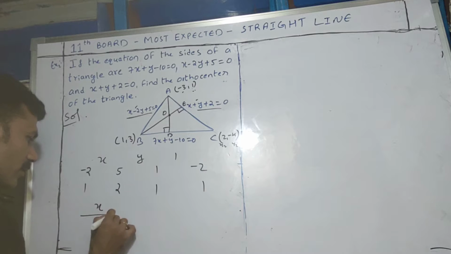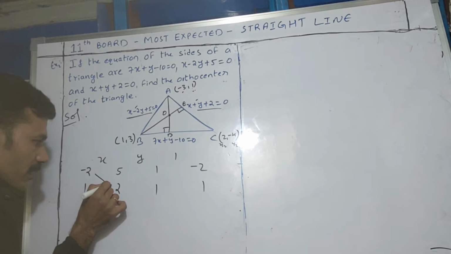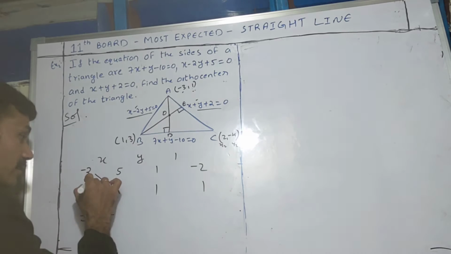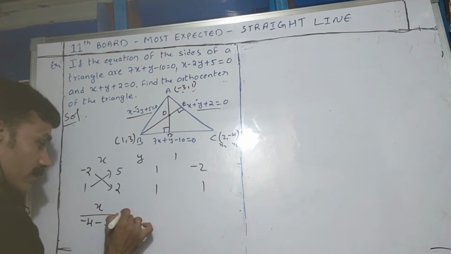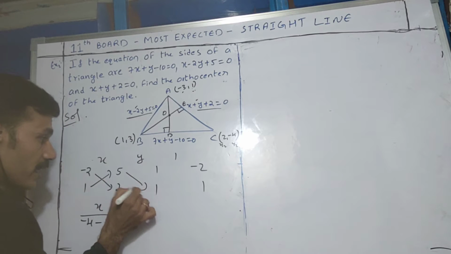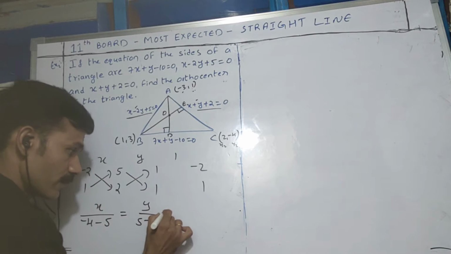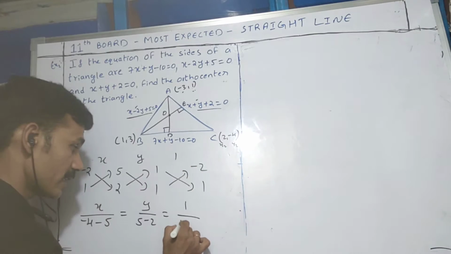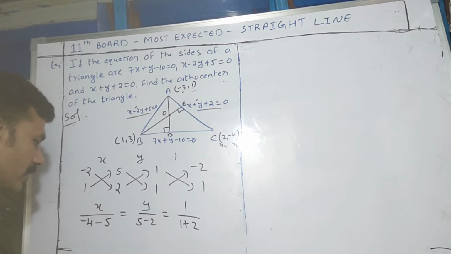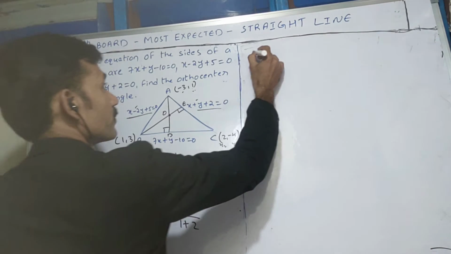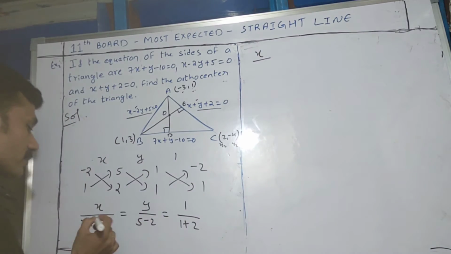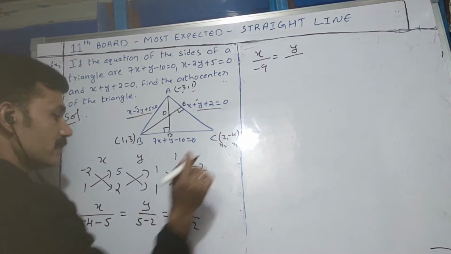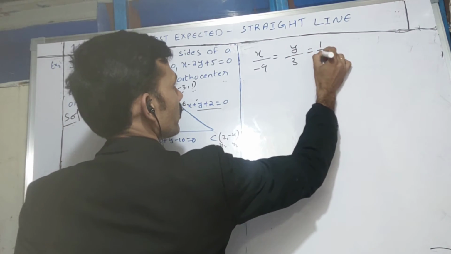Now, x upon what are we going to have? We have to do cross multiplication. Minus 2 times 2, minus 4. We have to subtract minus 5, here 5 minus 2. Here 1. Minus of minus means plus, so we get 2. Okay, so what are we going to get? x upon minus 9 and y upon 3 and 1 upon 3 we are having.